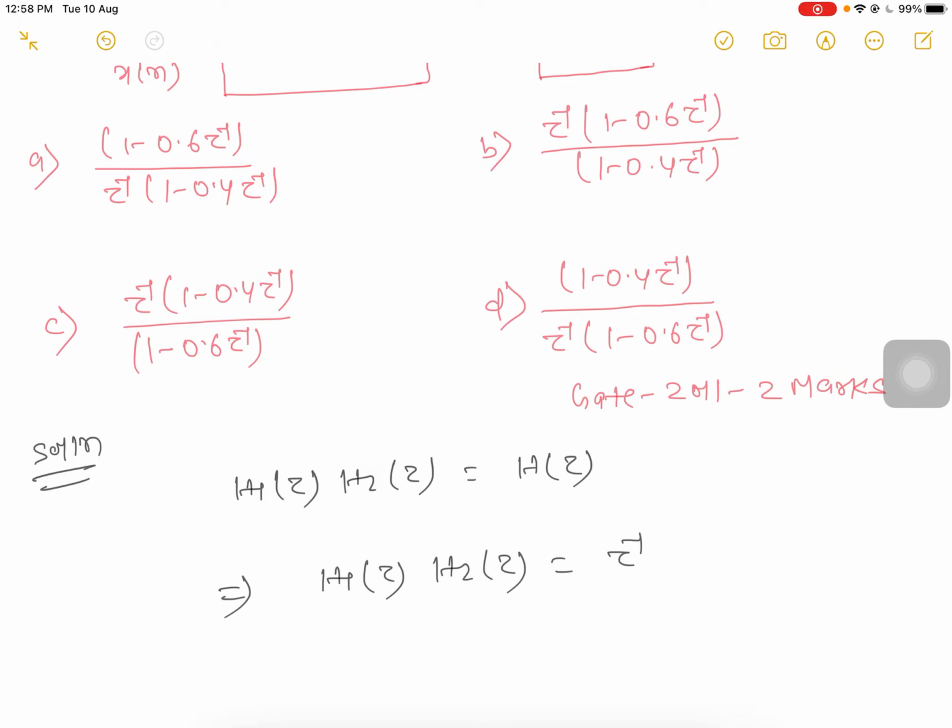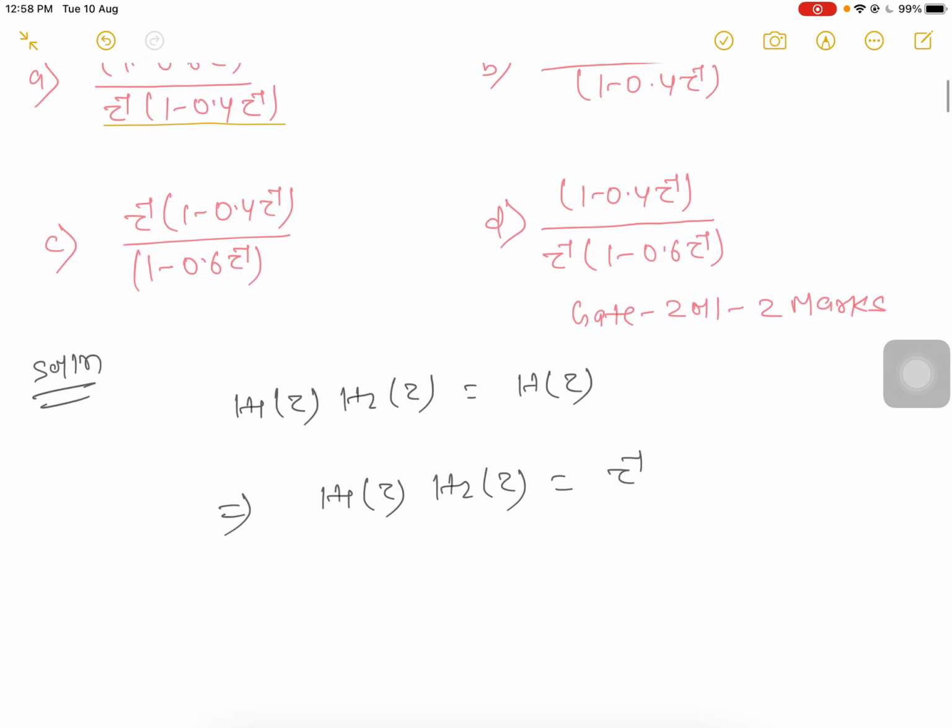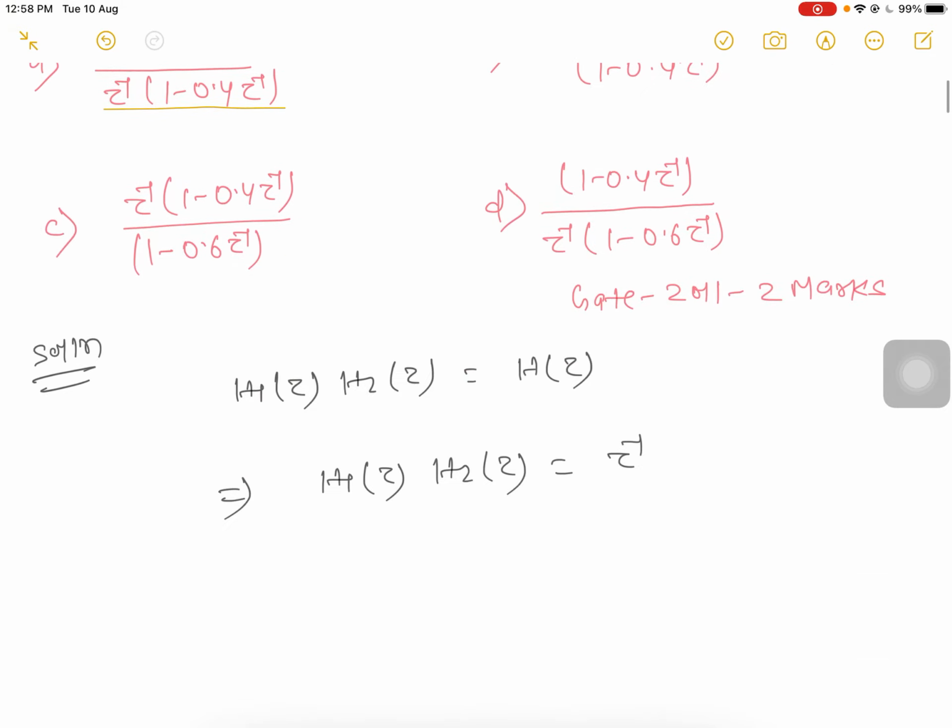This happens in transform form, maybe in S and Z, but not in the time domain. In the time domain, a cascade is the convolution of the two systems. But in transform form, whether you take the S transform or the Z transform, in both cases it will be multiplication.